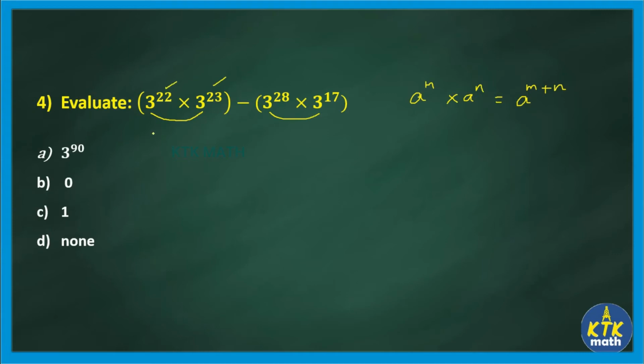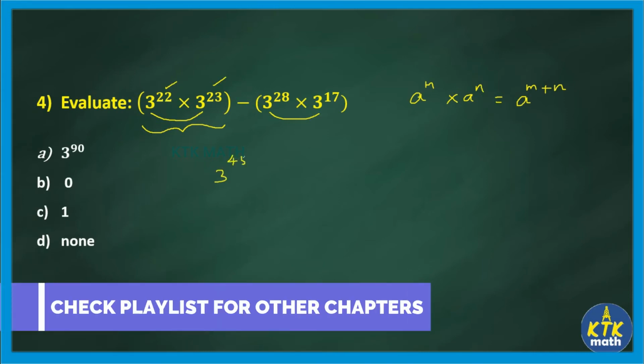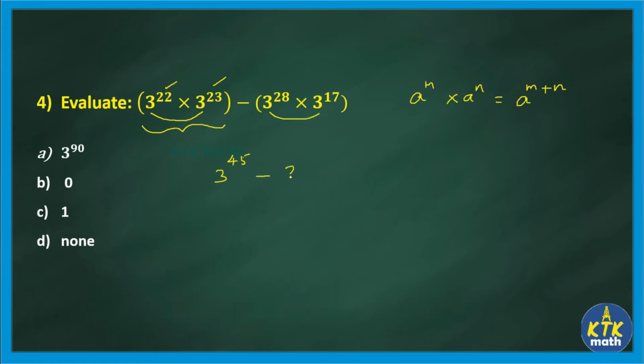Here the base 3 is equal, here also the base 3 is equal, therefore I am going to add the two powers. When I solve the first bracket, I get 3 power, what is 22 plus 23? 45. In the same way here also, 28 minus 17 is 45. So same number, answer is 0. Very simple, no need to simplify. For example, 5 power 3 minus 5 power 3 is going to be 0. So when we subtract a number from the same number, the answer is always 0. So fourth question answer is option B, 0.